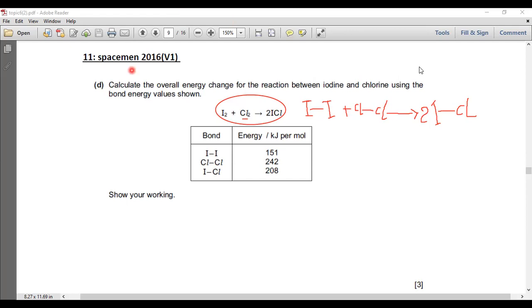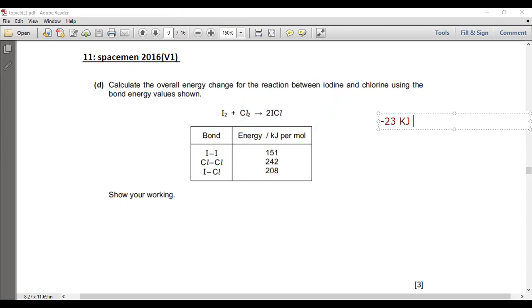So as you know, everyone sent his answer, and it is correct. So this is an exothermic reaction because, as you know, after finding delta H, it was -23 kilojoule. So this is an exothermic reaction.